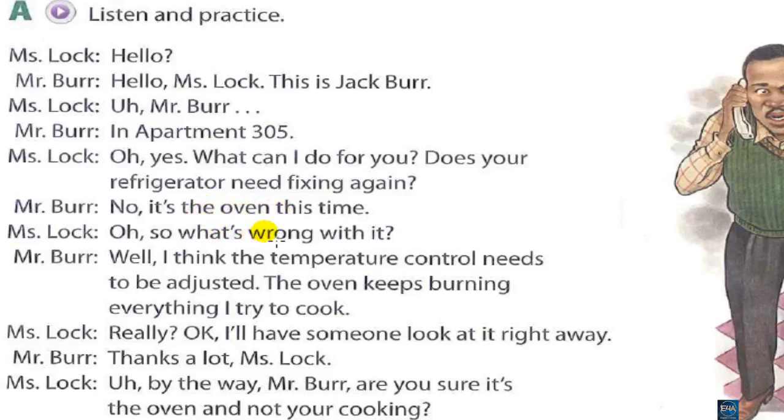What's wrong with the oven? The temperature control needs to be adjusted. The temperature control needs to be fixed. The oven keeps burning everything. What is the solution? What will Ms. Locke do? She'll have someone look at the oven right away, immediately, now.